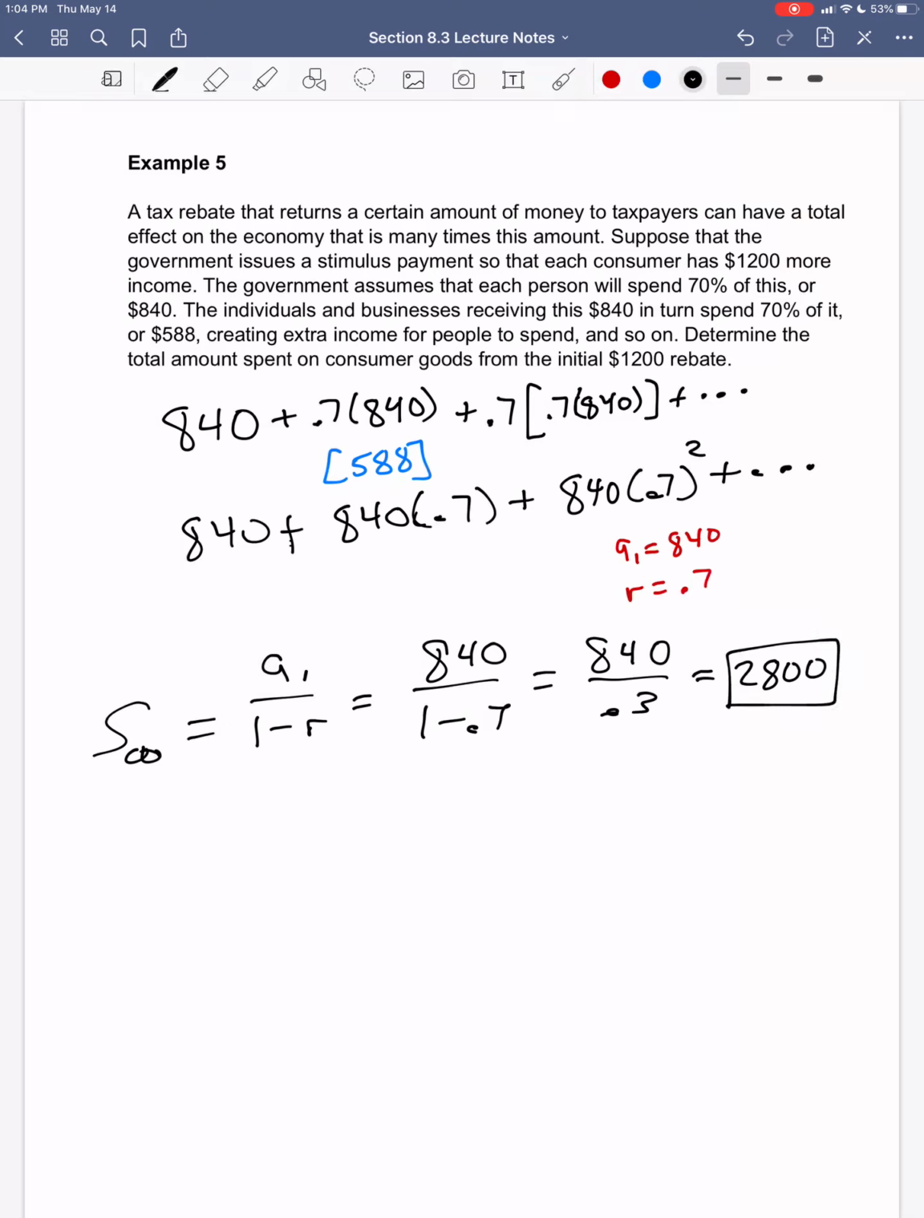So this original $1,200 payment to a consumer ends up resulting in $2,800 worth of economic activity. So that's more than twice the amount that was put out. If this percentage, 0.7, 70%, goes up, this multiplier effect becomes even stronger. And that's how this kind of stimulus payment can actually have a pretty significant effect on an economy, which is sort of why the government tried to do that in this situation.